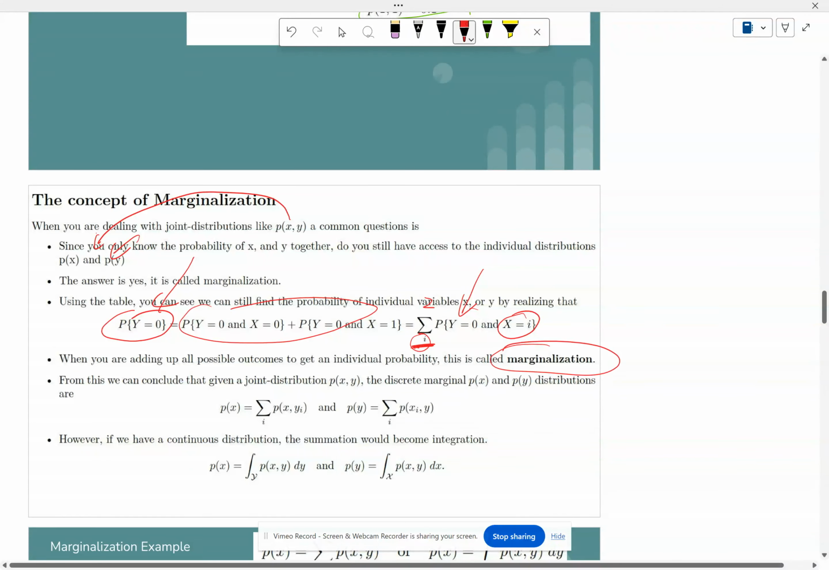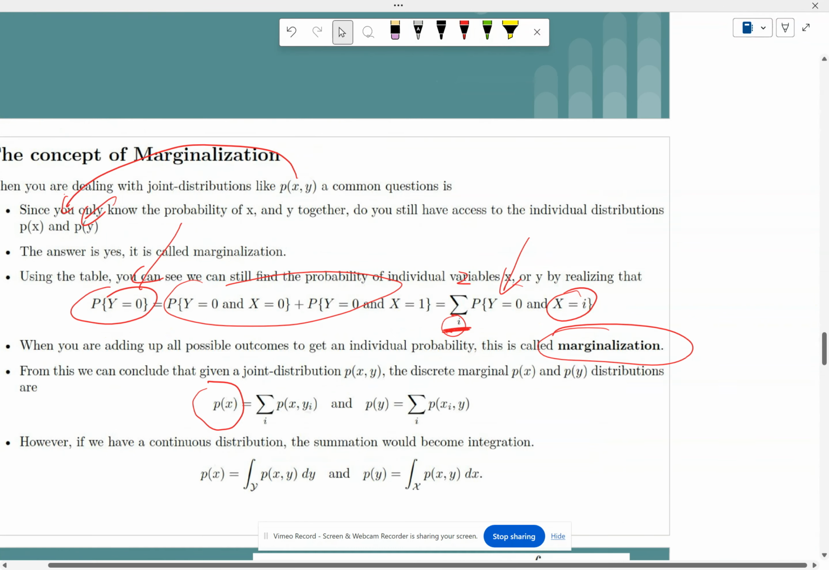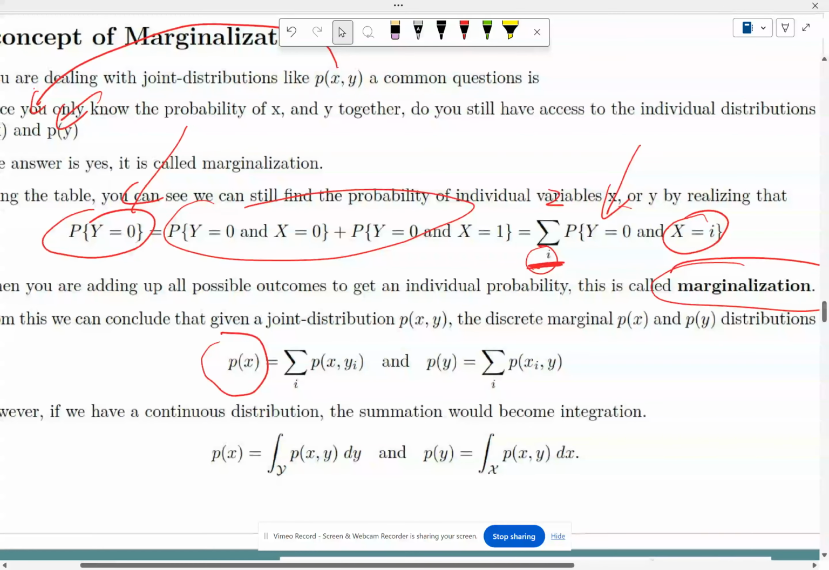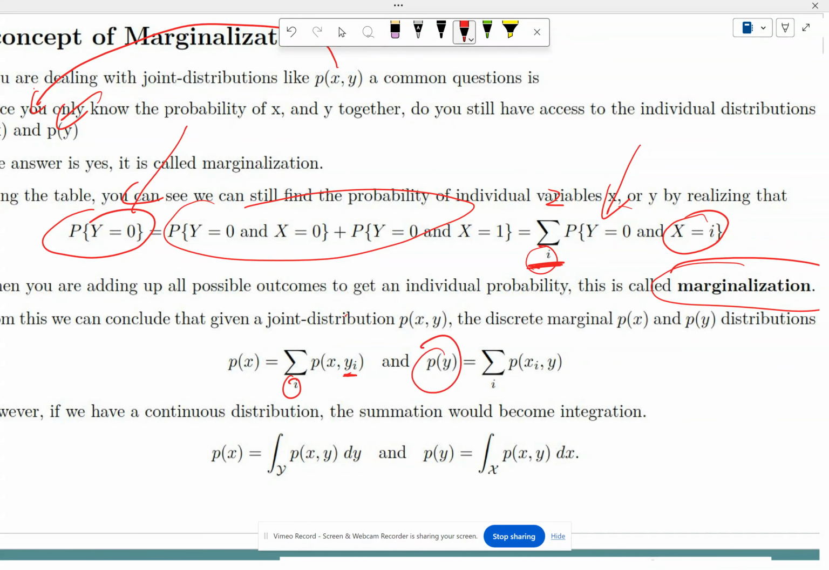Let's say you're trying to find p of x this time. Notice x is a constant. You would just plug x in here, but you're going to sum up all the possible y's. Conversely, if you're trying to find p of y, you're going to keep y constant, and then you're going to sum up all the x's.